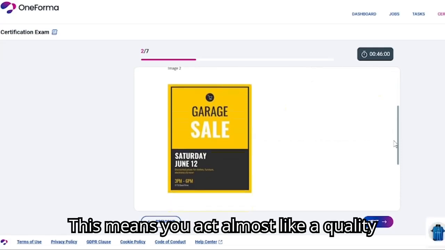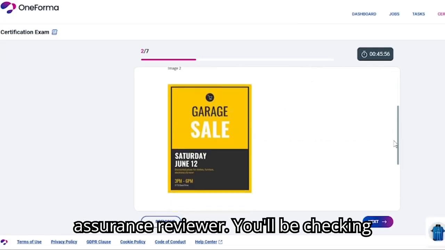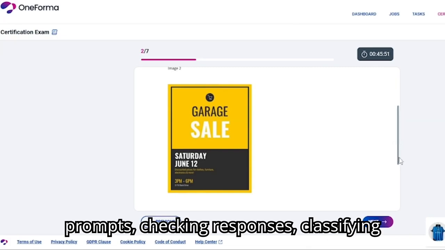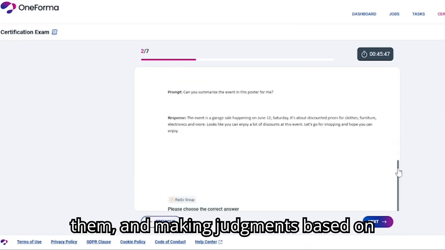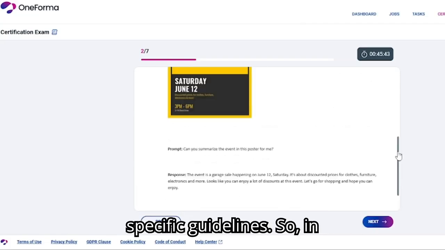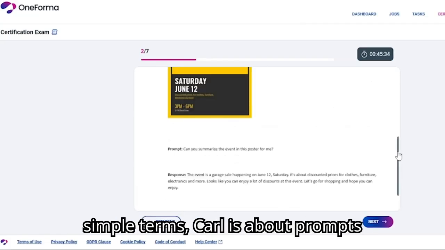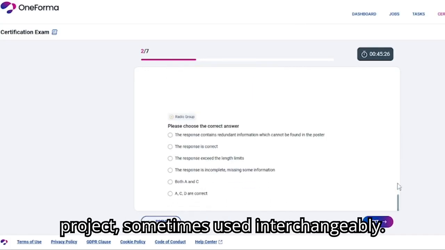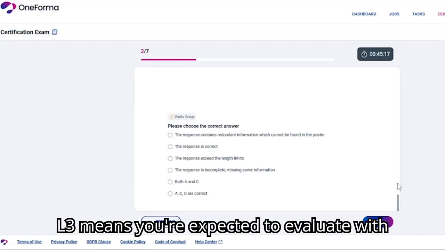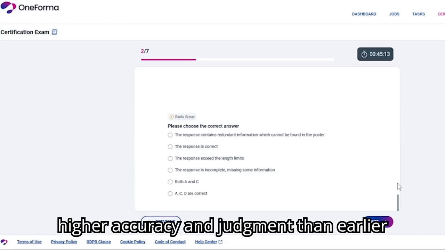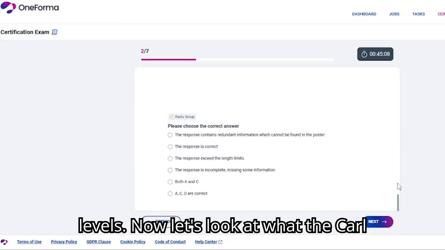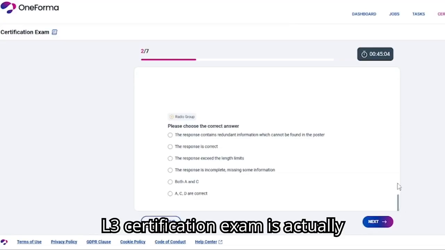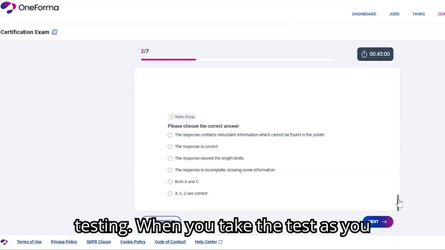This means you act almost like a quality assurance reviewer. You'll be checking prompts, checking responses, classifying them, and making judgments based on specific guidelines. So, in simple terms, Karl is about prompts and responses. Atlas is the same project, sometimes used interchangeably. L3 means you're expected to evaluate with higher accuracy and judgment than earlier levels. Now let's look at what the Karl L3 certification exam is actually testing.